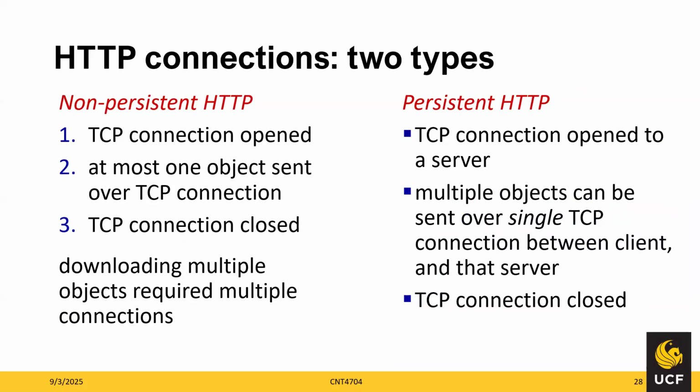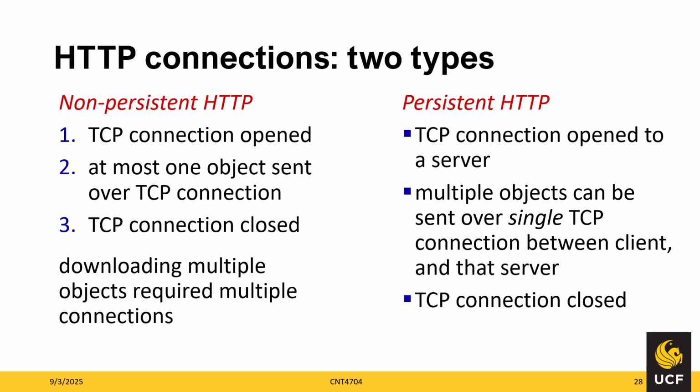So here we have non-persistent and persistent, which are the two types of connections when it comes to HTTP. Let's talk about non-persistent first. Every time the browser requests something like an image or a style sheet, it opens a new TCP connection.